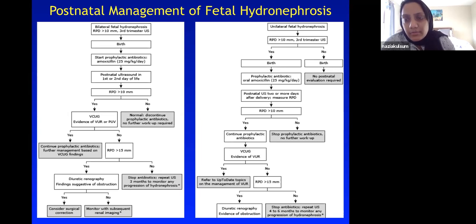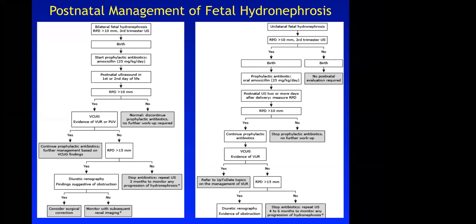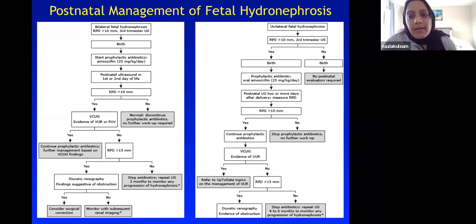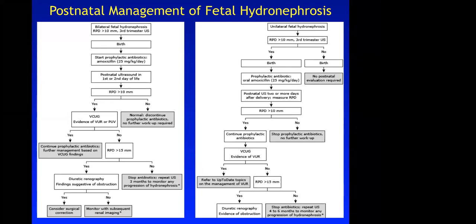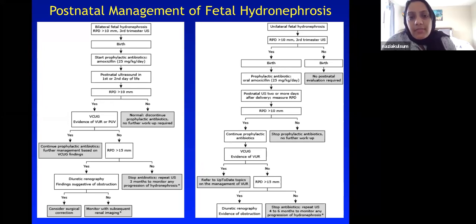Plan to do the sonogram postnatally and then do a VCUG. If the VCUG confirms reflux, then you can continue the prophylaxis. If there is no reflux, then you discontinue the antibiotics. Have a plan to do another sonogram at 1 month of age, and if the hydronephrosis is still present, then you can go ahead with your renal scan.